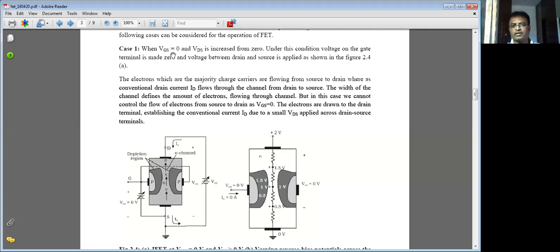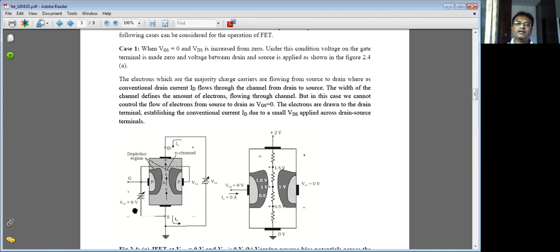What is VGS equal to 0? Here is G, here is S, here is the voltage applied between the gate and the source. VGS equal to 0 means keep the voltage of this source equal to 0, or else don't apply it. If you remove this voltage source, you are not applying any voltage, so it is 0. Here, you can see in the diagram there is no power supply connected. If you want to show the power supply, make it VGS equal to 0.